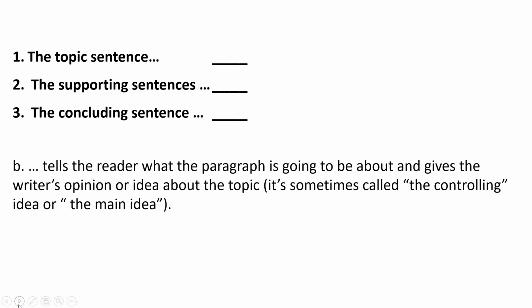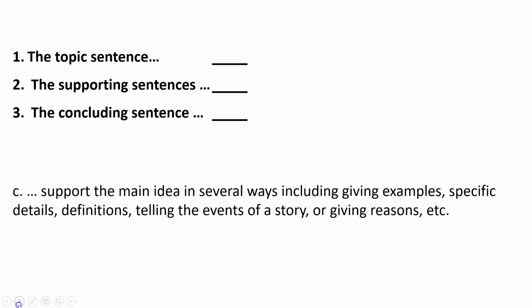Which one tells the reader what the paragraph is going to be about and gives the writer's opinion or idea about the topic? Sometimes it's called the controlling idea or main idea. Hopefully you identified this as the topic sentence.